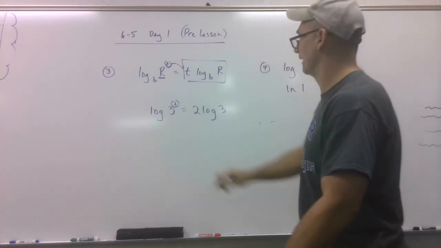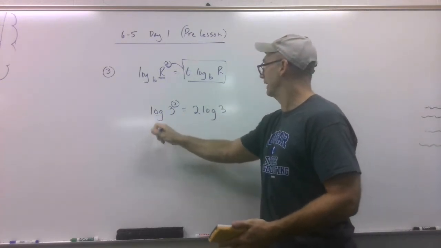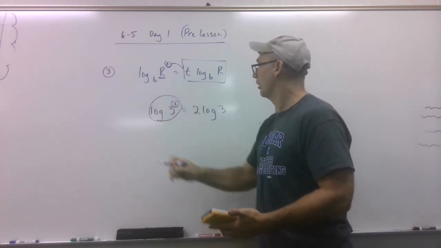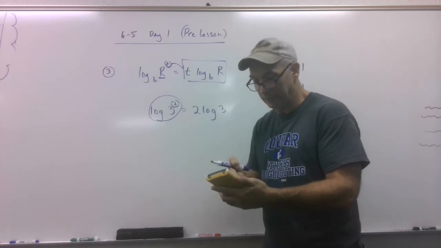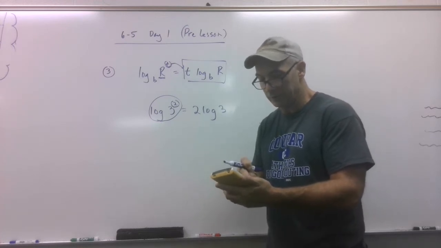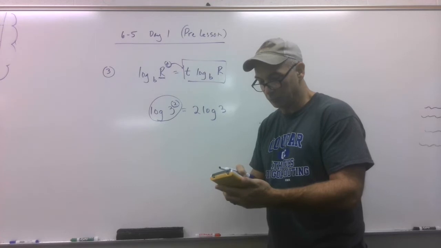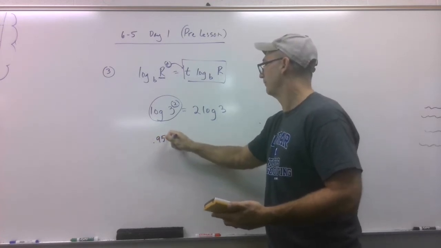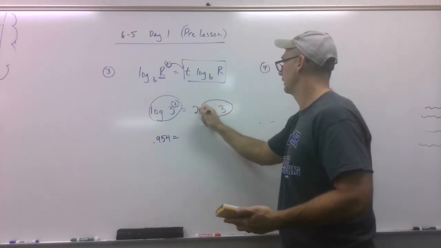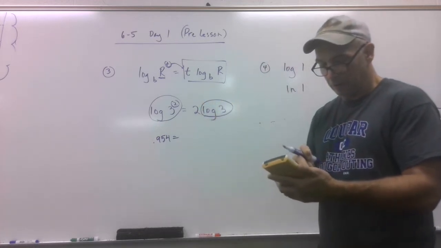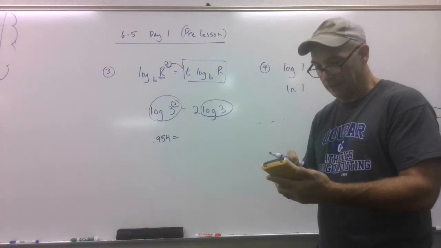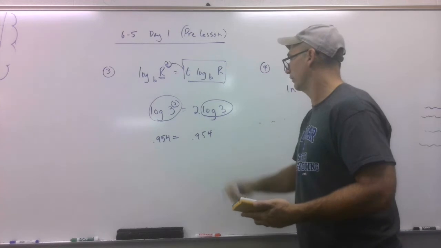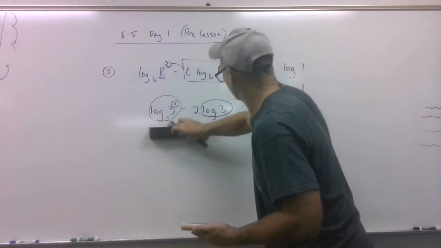So with that being said, let's check this. This is really the same thing as log of 9, so I'm going to do that. And again, you're not doing this on your homework. I'm just proving to you that these rules work. So 0.954 equals. Now I'm going to take log of 3 and then double it. So log of 3 times 2, guess what? 0.954. So does the rule work? Yes.